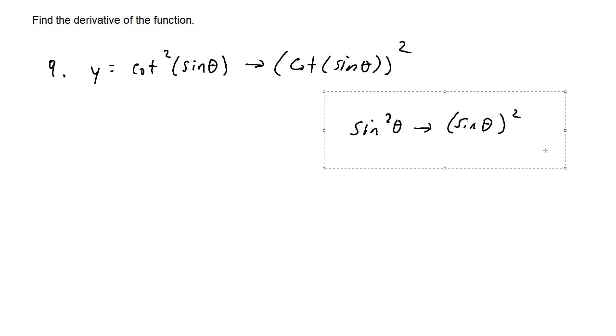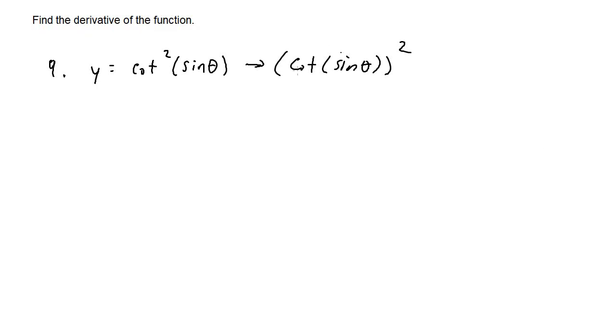So now that I have it in this form, we have an inner function, we have an outer function, so we can go ahead and use the power rule combined with the chain rule. So we bring the power down, leave the inner function alone, so cotangent of sine of theta, subtract the power by 1, 2 minus 1 is the first power, and then we multiply by the derivative of the inner function. So the derivative of cotangent of sine of theta, if I go ahead and write that separately.